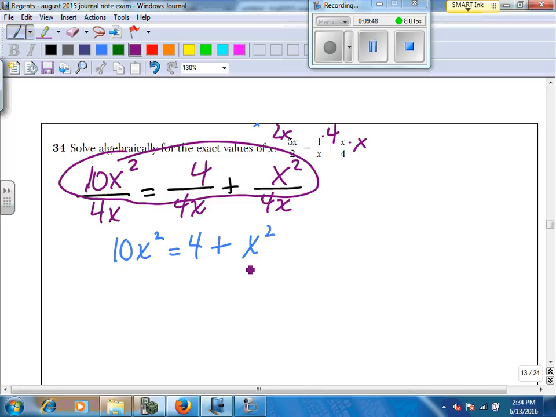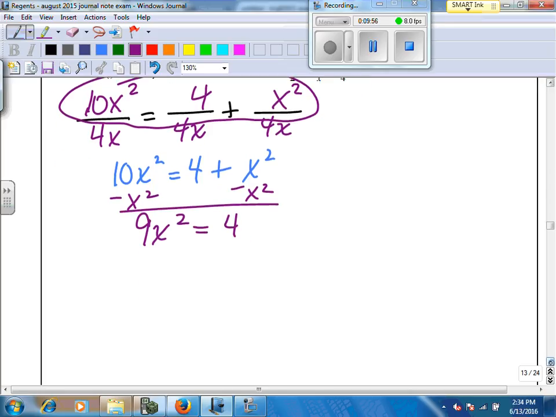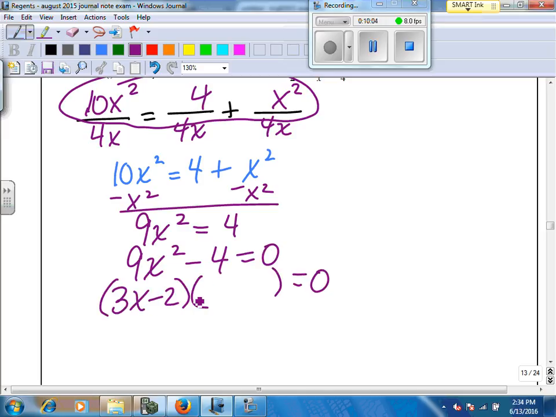So now you can subtract the x squared. Excuse me. 9x squared equals 4. Then from there, I would suggest subtracting the 4 as well so that it's in standard form. And you should see that this is a difference of perfect squares. So to get solutions of 2/3 and negative 2/3, well, remember, this was a fractional equation.